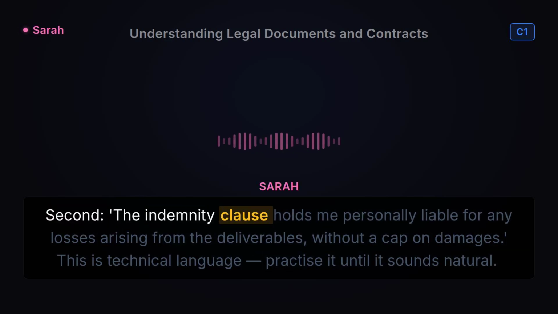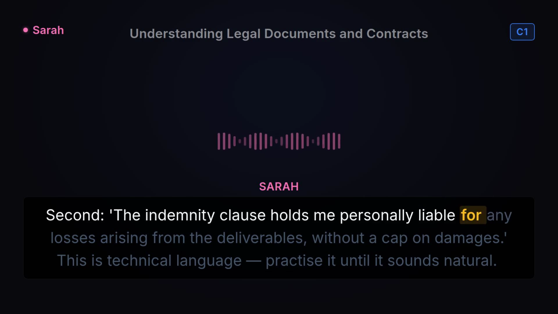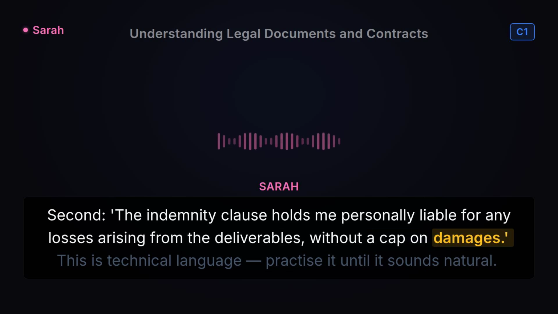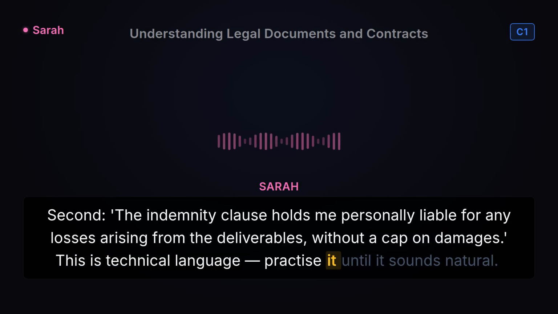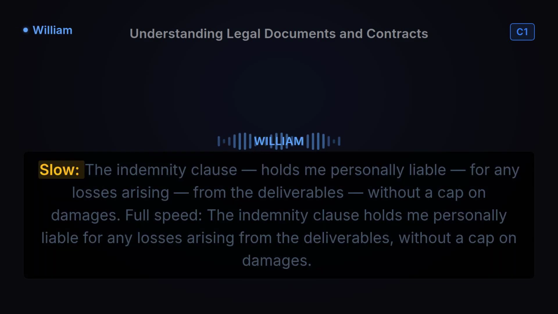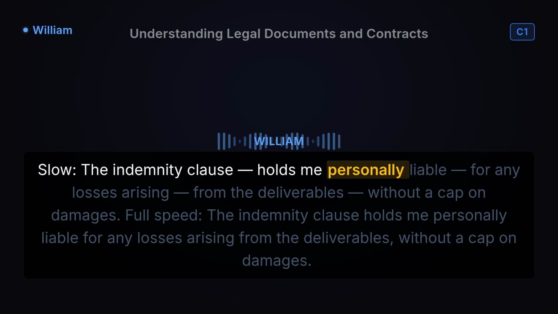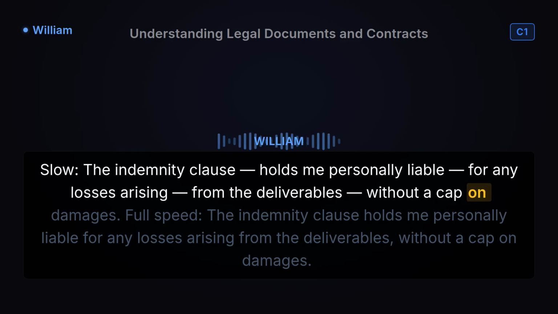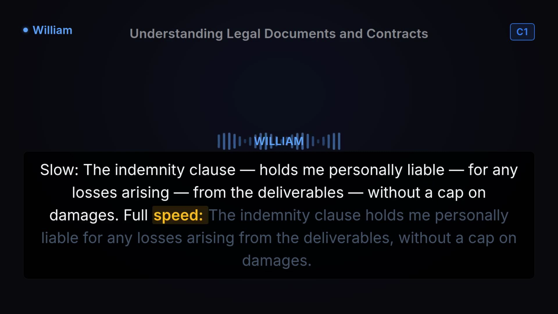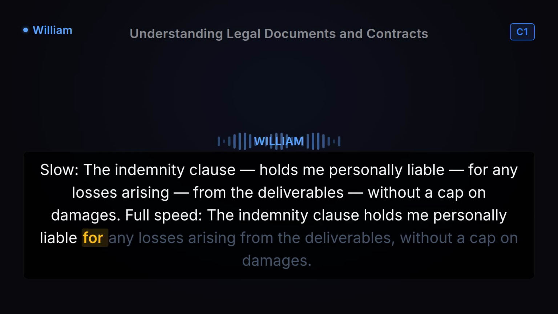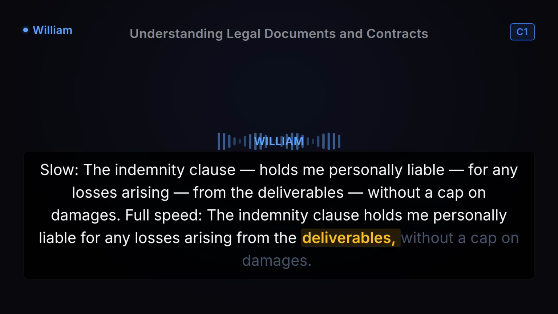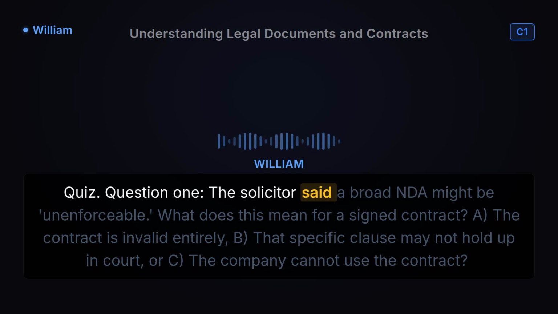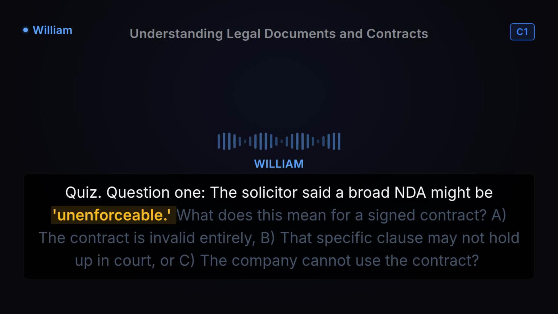Second, the indemnity clause holds me personally liable for any losses arising from the deliverables, without a cap on damages. This is technical language. Practice it until it sounds natural. Slow. The indemnity clause holds me personally liable for any losses arising from the deliverables, without a cap on damages. Full speed. The indemnity clause holds me personally liable for any losses arising from the deliverables, without a cap on damages.